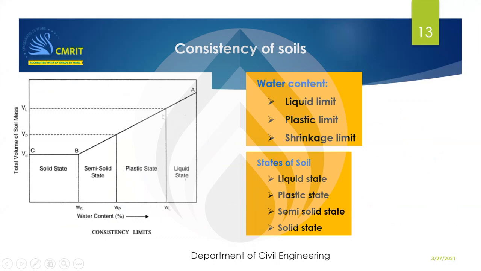If the amount of water present is greater than this value, which is called the liquid limit, we call it a liquid state. If the water content in the soil is between plastic limit and liquid limit, we call it a plastic state. Whereas if it is between shrinkage limit and plastic limit, it is in a semi-solid state. If it is less than shrinkage limit, we call this a solid state.